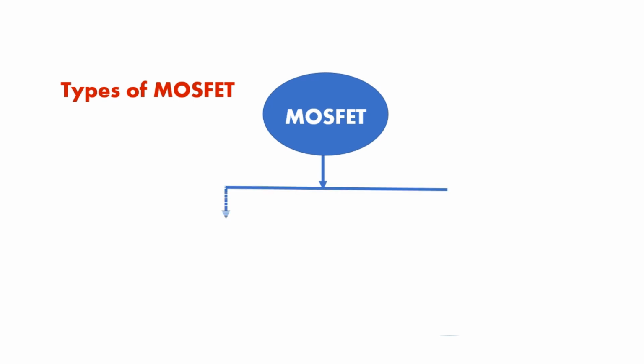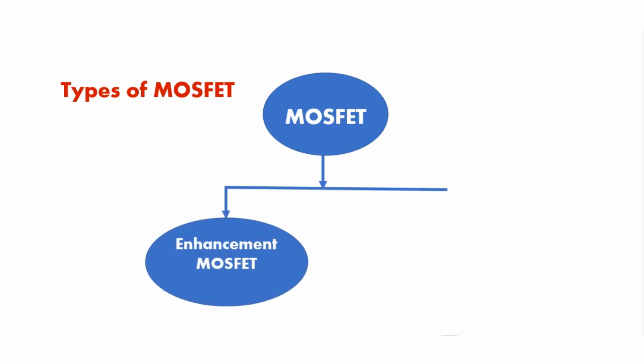Now, types of MOSFET. There are two basic forms of the metal oxide semiconductor field effect transistor, and they are named according to the way in which they operate. So there are two types. The first one is enhancement MOSFET, and the second is depletion MOSFET.